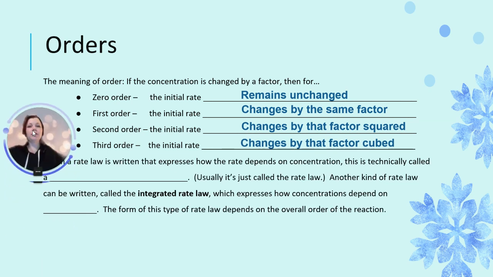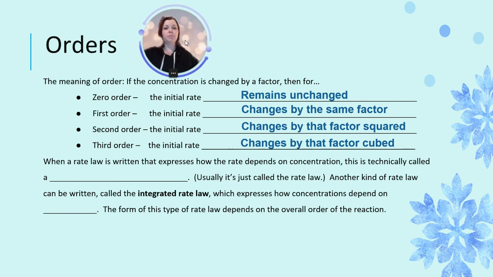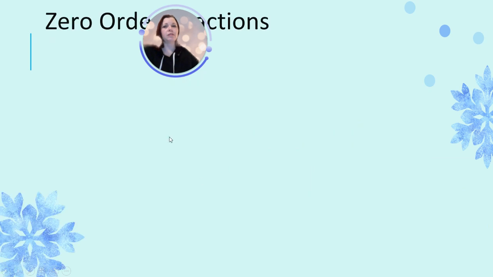When a rate law is written that expresses how the rate depends on concentration, this is technically called a differential rate law. Usually we just call it the rate law. Another kind of rate law can be written, and we call that the integrated rate law, which expresses how concentrations depend on time. So the form of this type of rate law depends on the overall order of the reaction, and it looks different. When we did a differential rate law, all you see is a difference in the exponent, but you're going to see that there are major differences with the integrated rate law. So let's get into it.